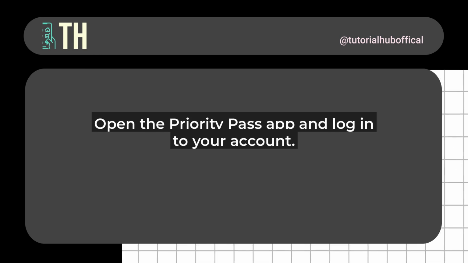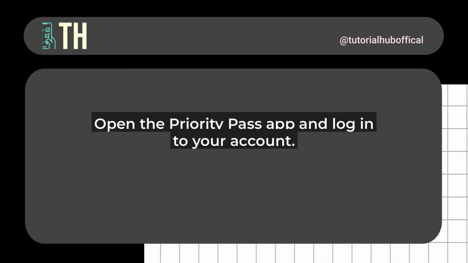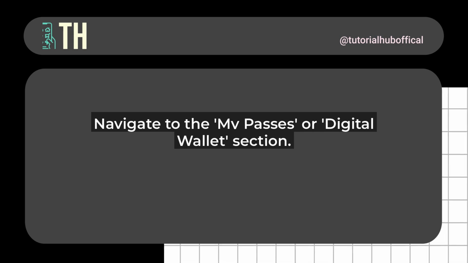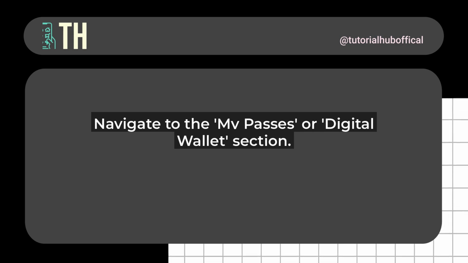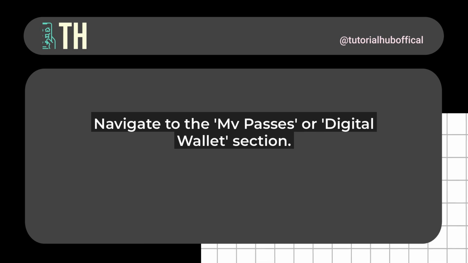Once you're all set up, open the Priority Pass app and log in to your account. This is straightforward. Just enter your username and password, or use Face ID if it's enabled. After logging in, navigate to the My Passes, or Digital Wallet, section. Look for an icon that looks like a wallet or a card.